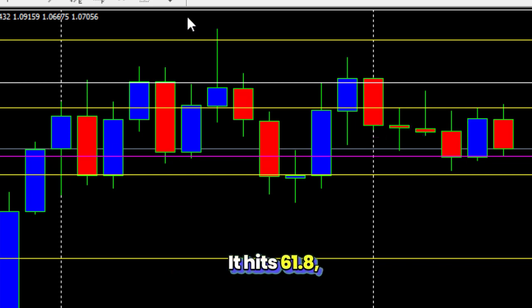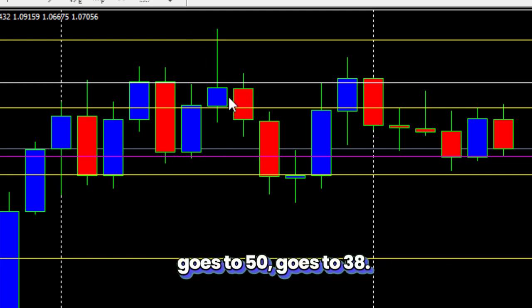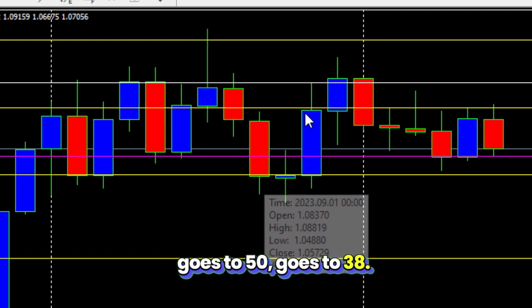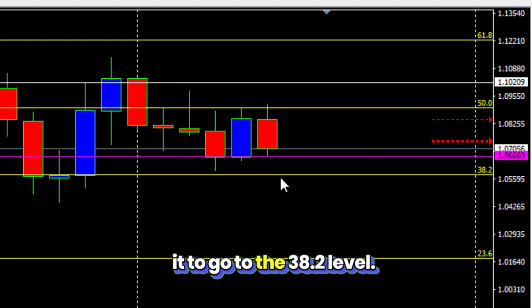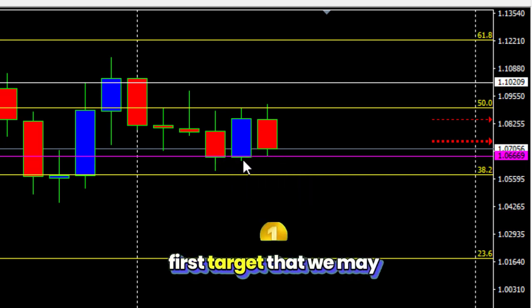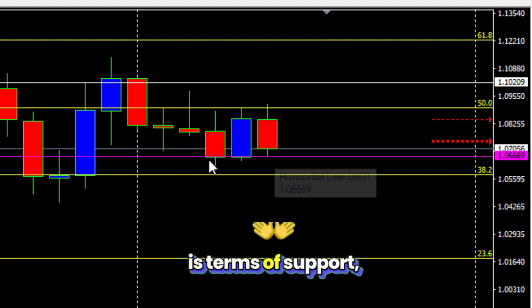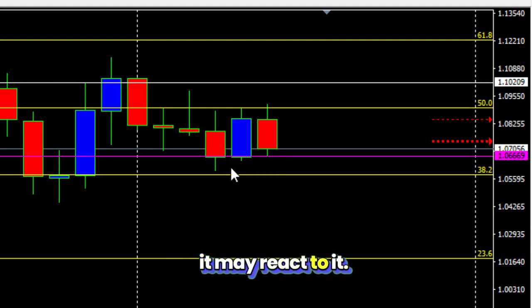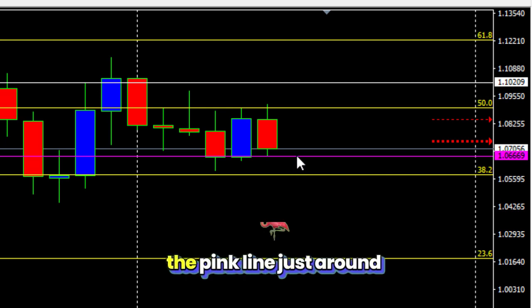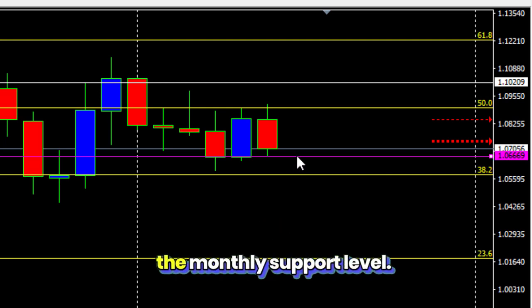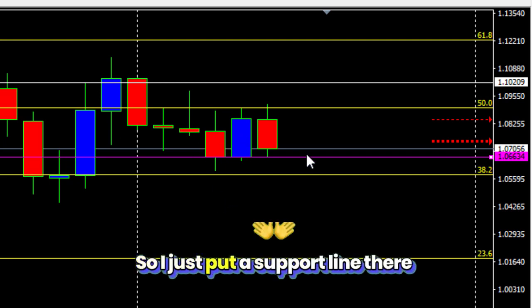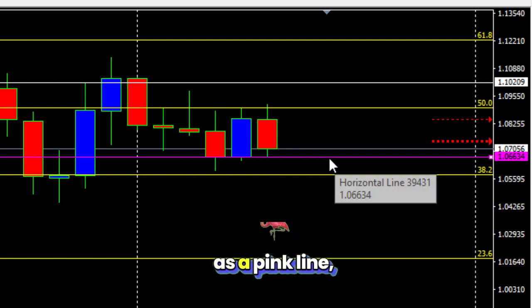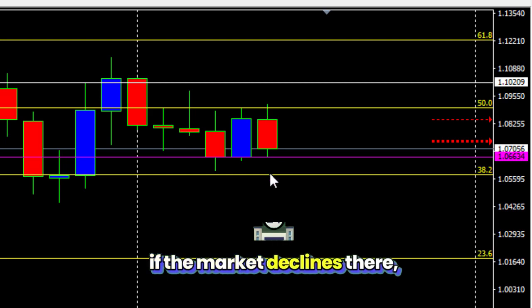You can see it. It has just been going sideways. It hits 61.8, pulls back down, goes to 50, goes to 38. In fact, it has just been going sideways. So once again, we may be expecting it to go to the 38.2 level. But currently, the first target that we may be looking at in terms of supports, and maybe it may react to, may be this, where I put this pink line. I put the pink line at just around the support level on the monthly chart. You can see we have a sell and a buy, so I just put a support line there as a pink line, thinking that, okay, if the market declines there, we may see.